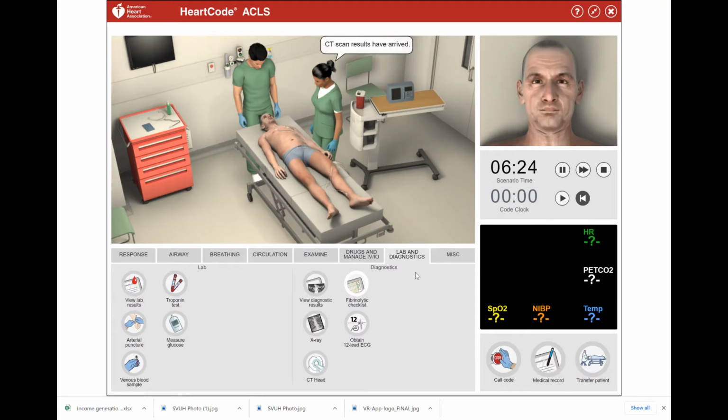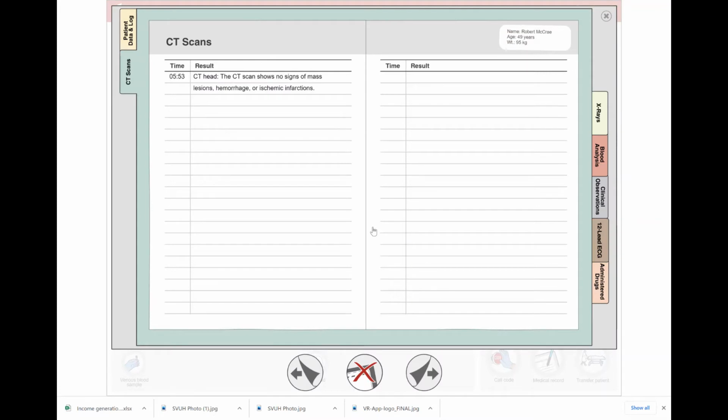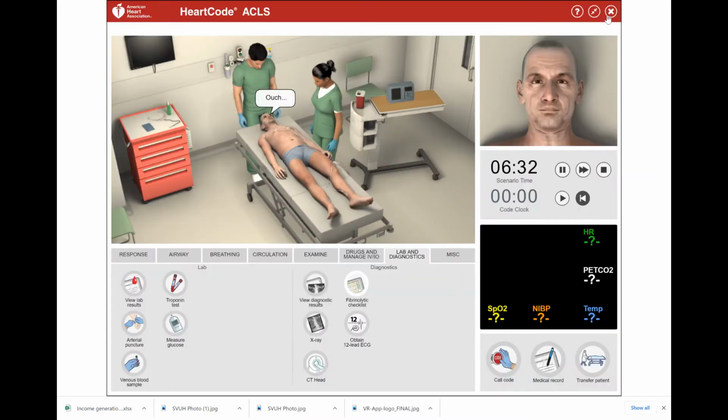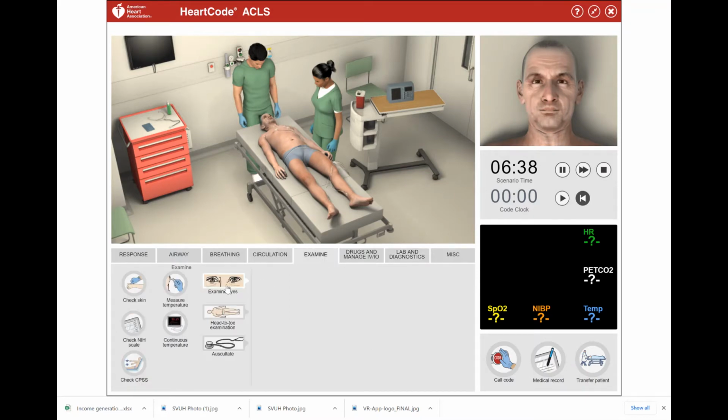CT scan results have arrived. So let's see what the result of the CT scan is. So the scan is normal. Ouch! Well, that's good news for Robert McRae anyway. So then we can say, why don't we examine his eyes?